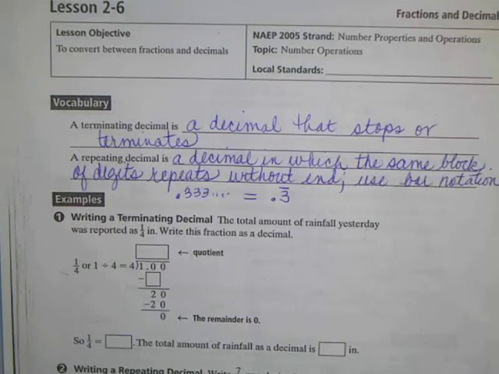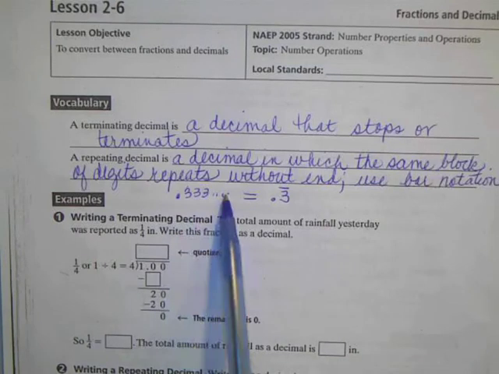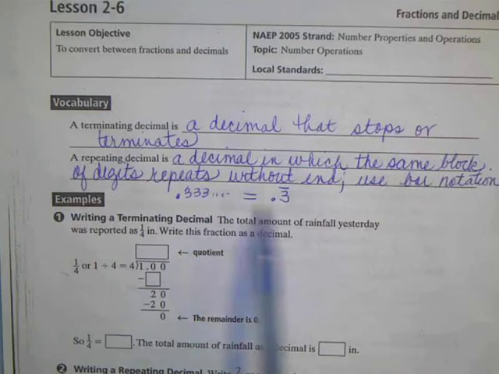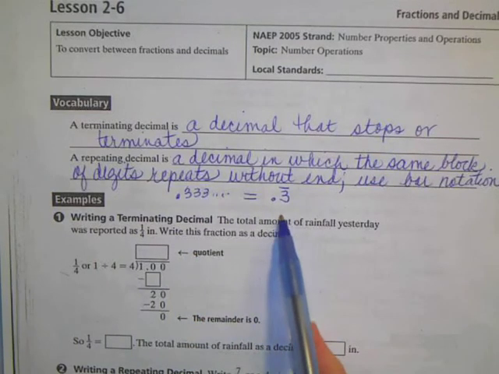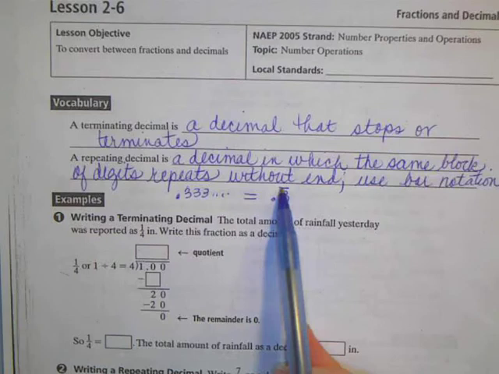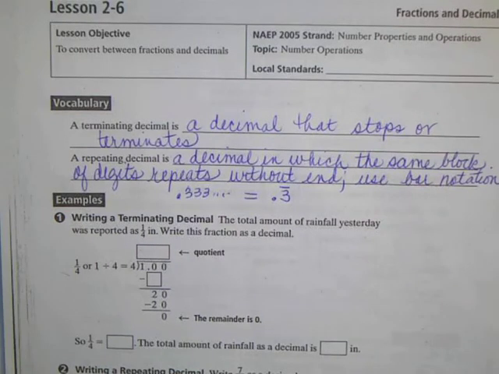Okay, we use bar notation to represent this. So let's say we divide something out and we get a 3 over and over and over again. We might write it like this. However, the best way to write it, the most convenient way to write it, is 0.3 with a bar over the digit or digits that are repeating. What we're going to be doing in this lesson is to convert between fractions and decimals.